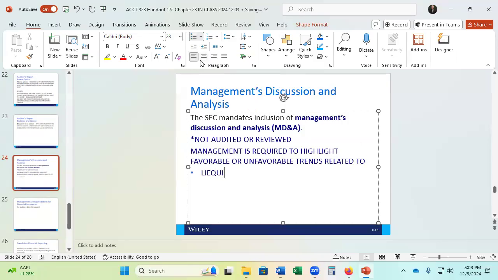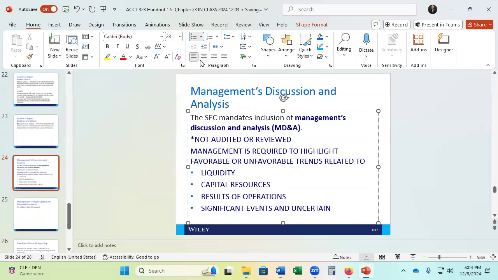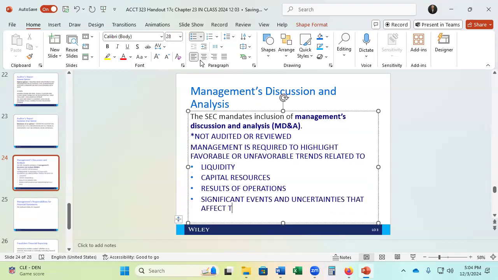One is liquidity. Capital resources. And results of operations. And significant events and uncertainties that affect these three factors.